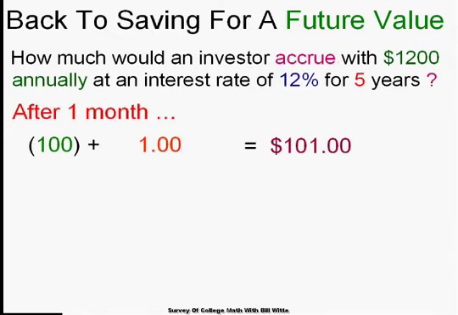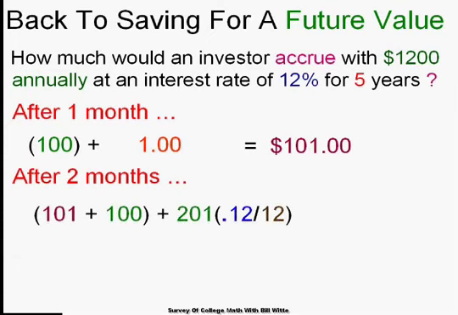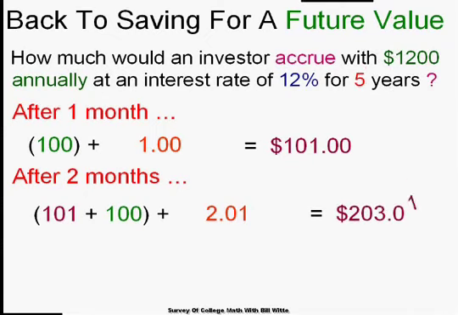After a month, you'll have $101. Okay, that's not too bad. What happens after the second month? Well, after 2 months, of course, you have your $101 from the first month, plus a new 100 that you put in. That makes $201. You get an additional 1/12 of 12% for the second month on that $201. So you get $2.01 added to your $201. You have $203.01. Okay, that's after 2 months.